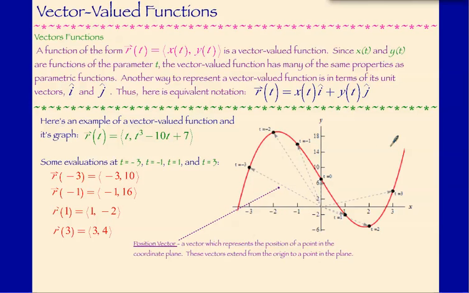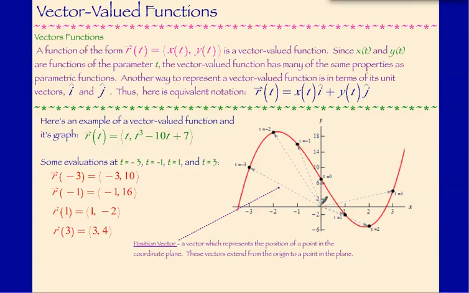Now, just to get us started, here's an example of a vector-valued function and its graph. Notice that the x component, x of t, is t, and the y component is t cubed minus 10t plus 7. Here are some evaluations at t equals -3, -1, 1, and 3. Plugging those into each of the functions, you get these ordered pairs: (-3, 10), (-1, 16), (1, -2), (3, 4). So when t is -3, this is the ordered pair (-3, 10).